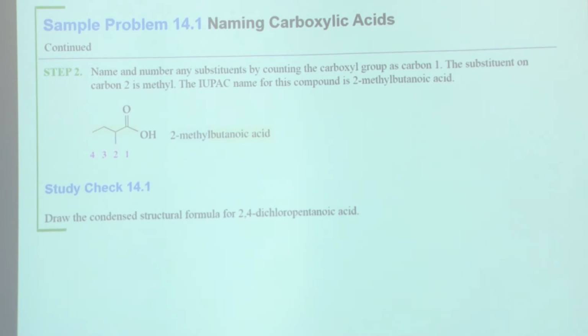2, 4 dichloropentanoic acid. So again, I'm going to set up penta, 5 carbons in a row. Carbon 1 has the carboxylic group. Starting number 1 with the carbon with the carboxylic group, carbon 2 has a chloro, 4 has a chloro. 2, 4 dichloropentanoic acid.